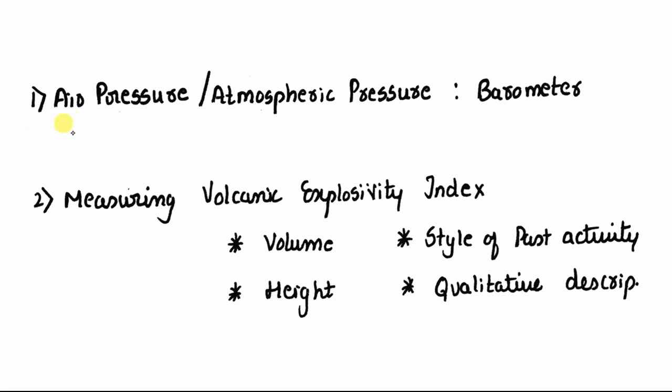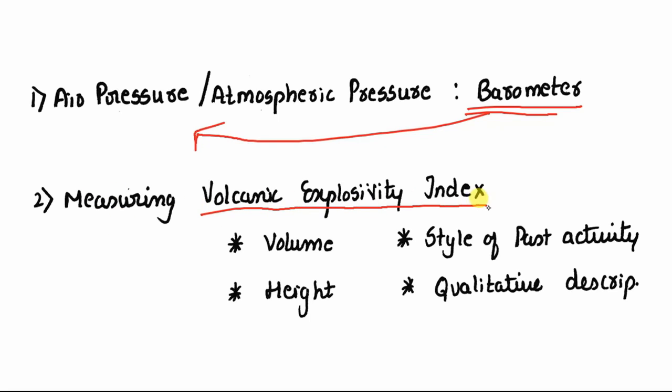So the first option was air pressure. Air pressure or atmospheric pressure is measured through an instrument called a barometer. Barometer is related to air pressure. And the other option was volcanoes. Volcanoes can't be measured, but they measure the volcanic explosivity index.